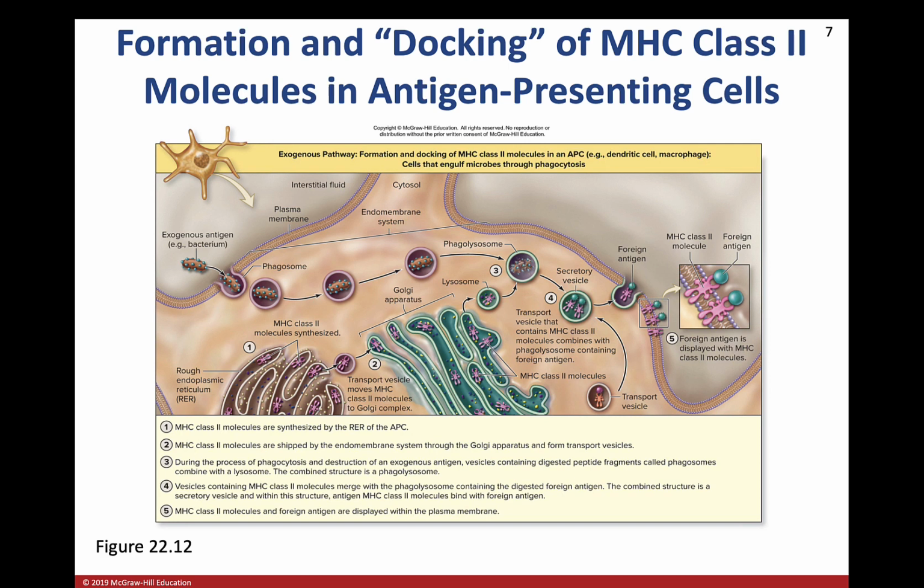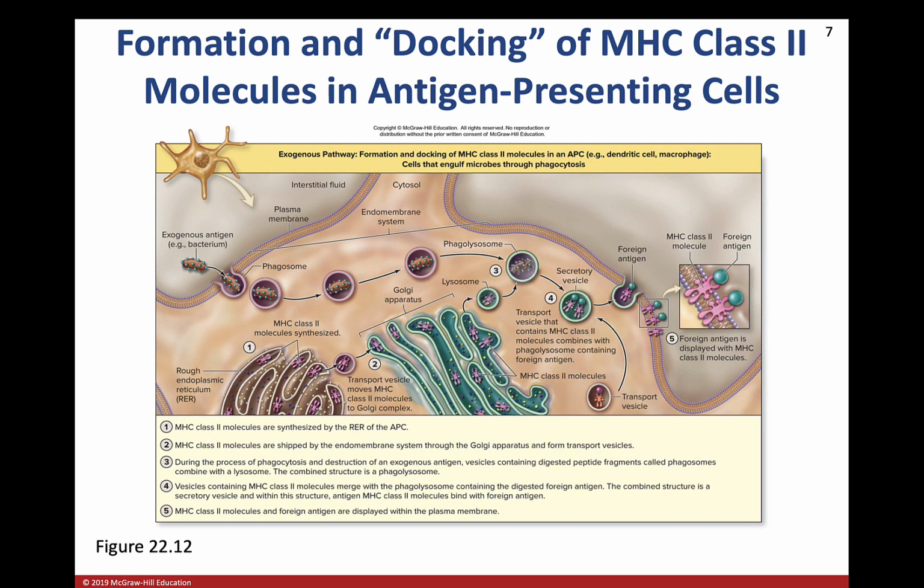Now we are looking at an MHC class II cell. Now, MHC class II molecules are synthesized by the rough endoplasmic reticulum of the antigen-presenting cell. Now, the MHC class II molecules are shipped by the endomembrane system through the Golgi apparatus and form transport vesicles. During the process of phagocytosis and destruction of an exogenous antigen, vesicles that are containing digested peptide fragments, called phagosomes, actually combine with a lysosome. This combined structure is a phagolysosome.